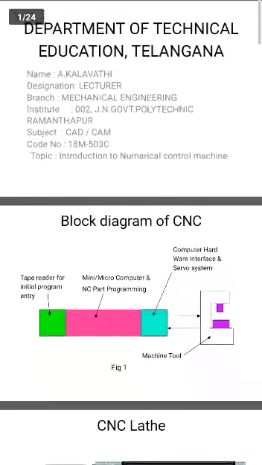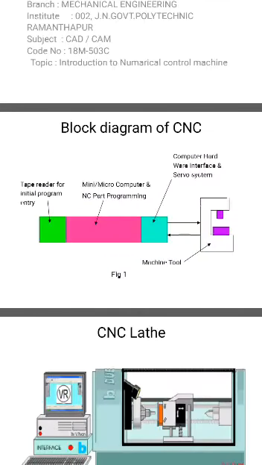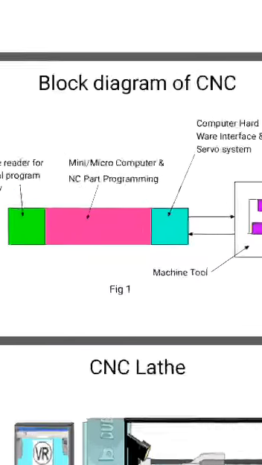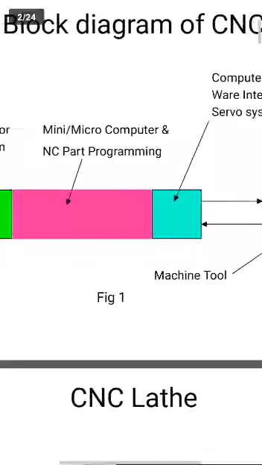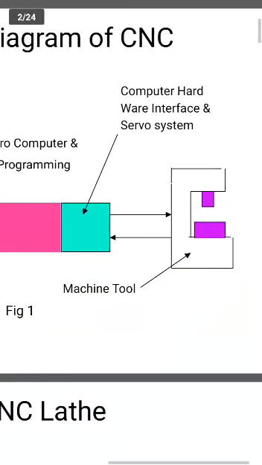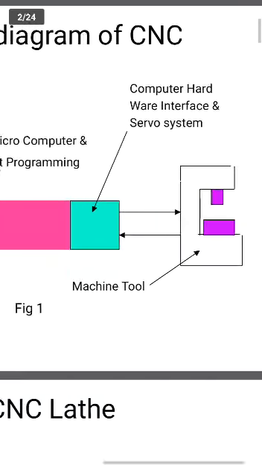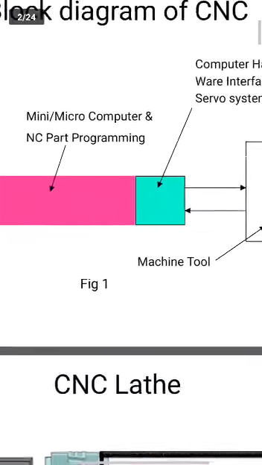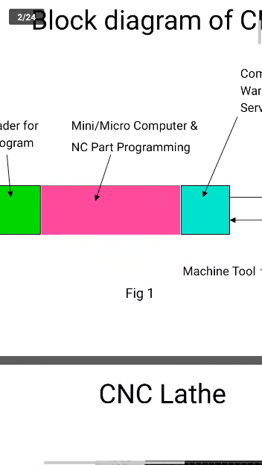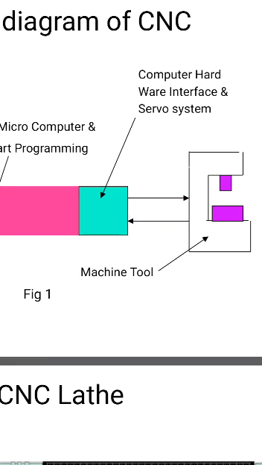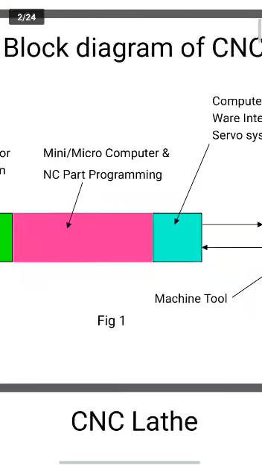Okay. So last class we studied the block diagram of CNC. It has a tape reader for initial program entry. Next it has a mini computer with the NC program. Next to that, a computer hardware interface and servo system. Again, it is connected to the machine tool. So these are the four parts of the block diagram. What the tape reader and the mini computer do, and what each connection does, we studied each and everything in the last class.